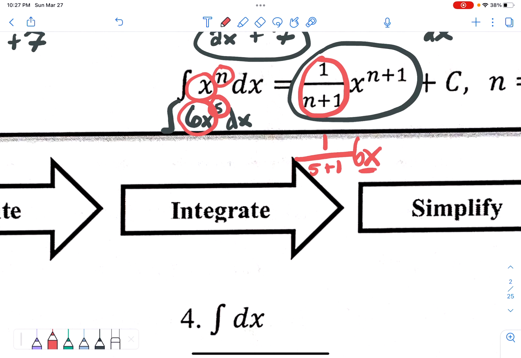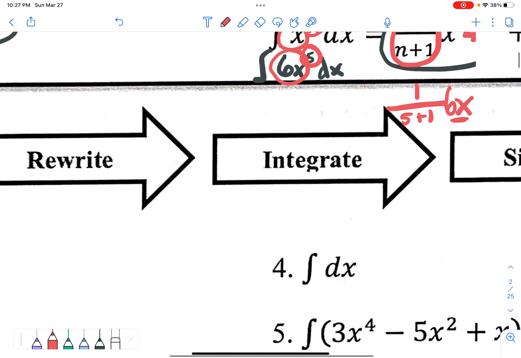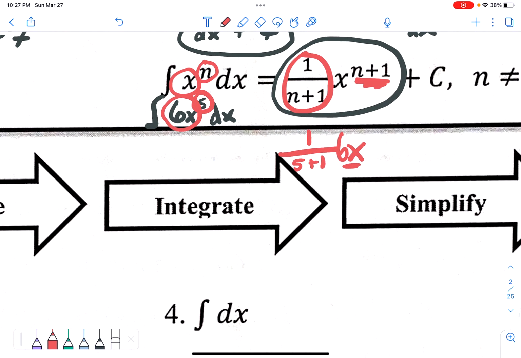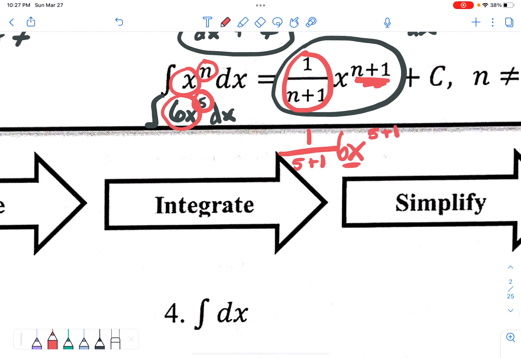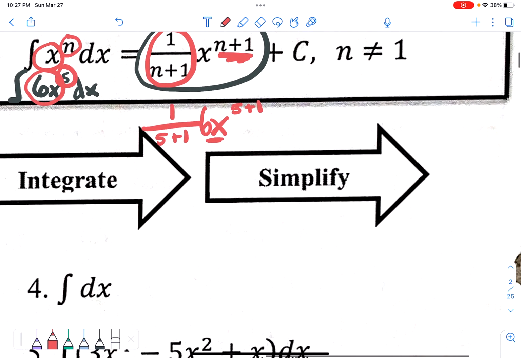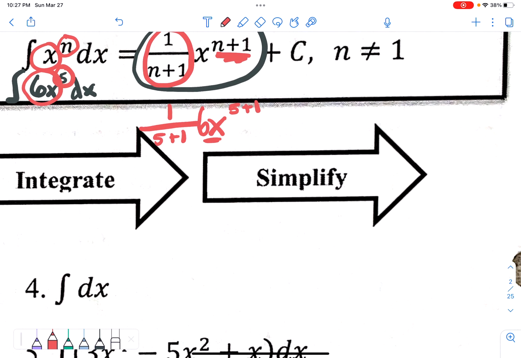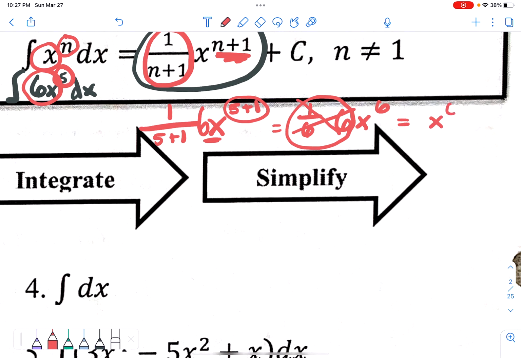And then I do n plus 1 right here as the exponent rather than n minus 1 like we did over here. We do n plus 1. Now, n was that 5 again, so we do 5 plus 1. What I have going on here, and then we don't forget our plus c, is 1 over 5 plus 1, which is 1/6, times 6x to the, this guy is the 6th power. Then we simplify a little bit more. 1/6 of 6, those cancel each other out. So I just have x to the 6th power, and then don't forget the plus c.